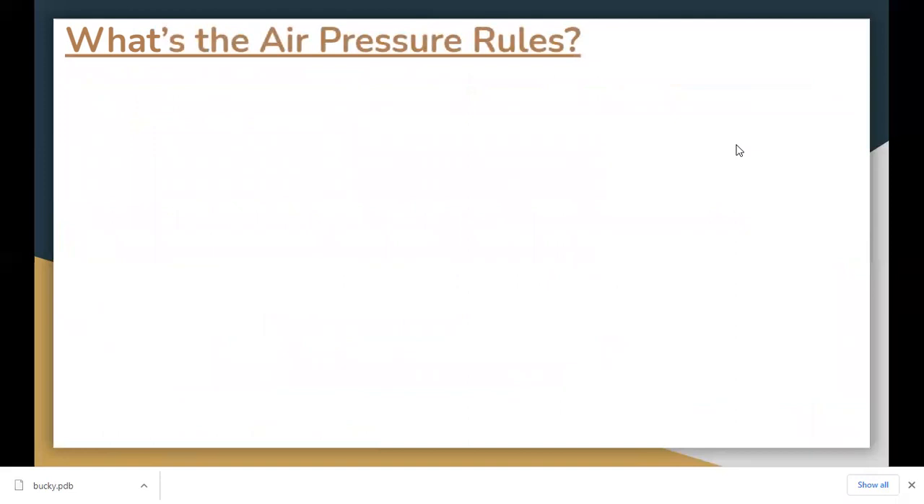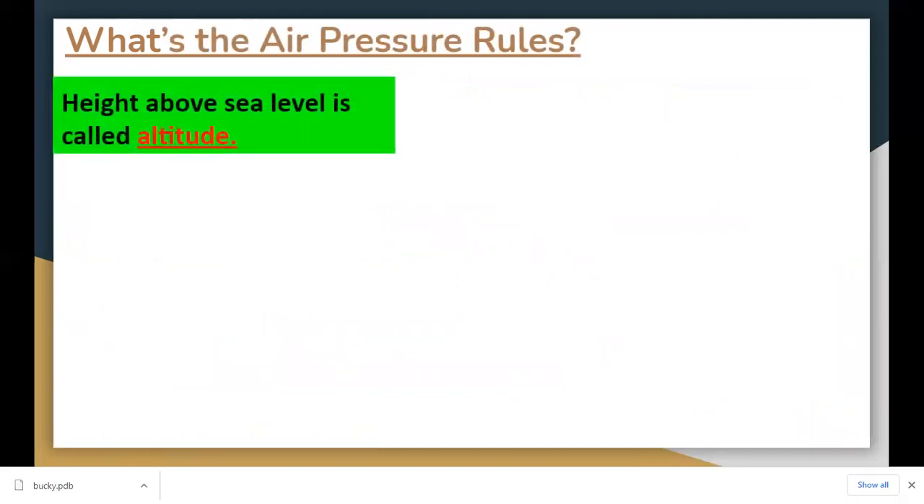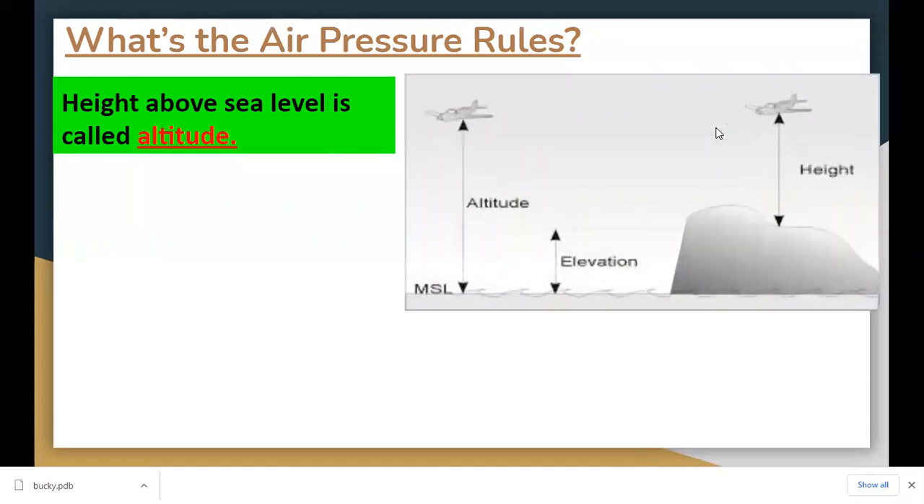What are the air pressure rules? Height above sea level is called altitude. So if you're flying an airplane, you fly at a certain altitude. That's how far above sea level you are. So altitude here is where this plane is, and it's the distance from sea level up to how high you go above.